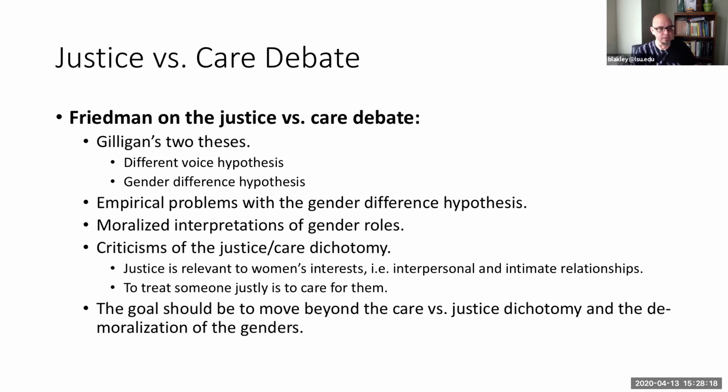So several key things that she notes. First of all, she mentions that Gilligan really has two theses. The first is the different voice thesis, the idea that women have their own unique moral perspective, which was Gilligan's view. And then the gender difference hypothesis is the idea that care is indicative of feminine and female moral experience and reasoning or perspective, and that justice is indicative of masculine and male moral experience and perspective. And then she notes that there appear to be some empirical problems with dividing it that way, with the gender difference thesis. Then she's going to talk about this idea of a moralized interpretation of gender roles. So you can think there about our list that we came up with at the beginning of the lecture. And then she's going to offer a criticism of that justice versus care dichotomy.